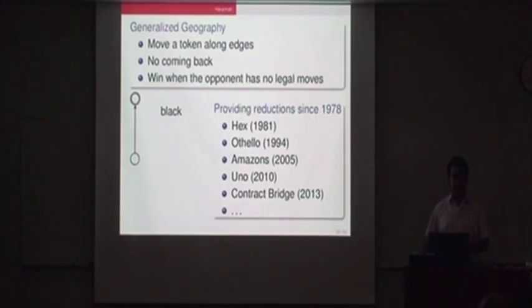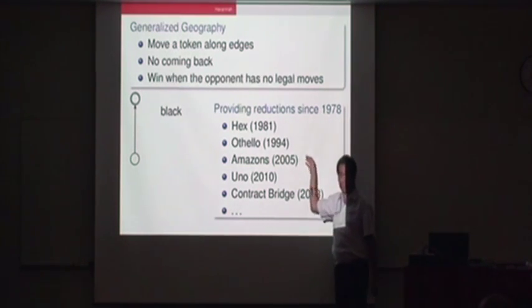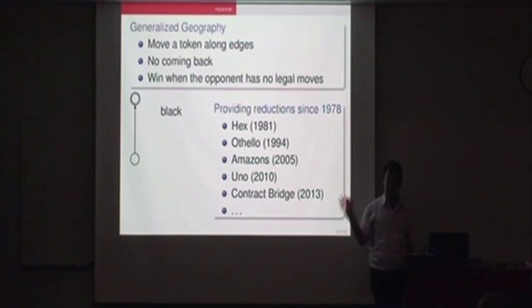This game of geography has been used to prove hardness of many different games. Not just Hex, also Othello, Amazons, Uno, Contract Bridge. This is another paper that I will present next week. And today we'll use it to prove that Havannah is different. Okay. Why is this graph game so popular in proving hardness results?